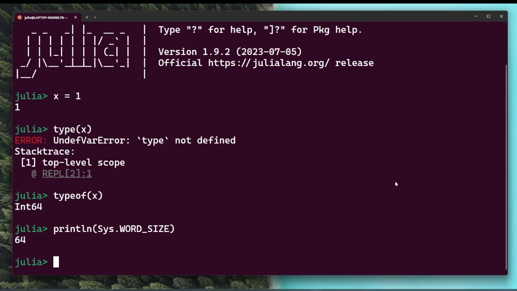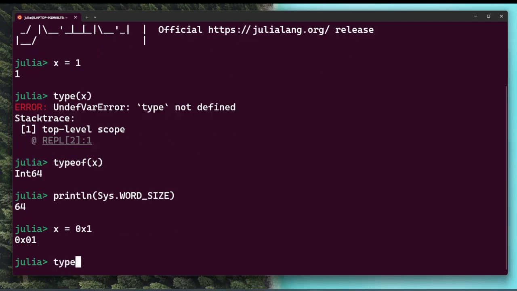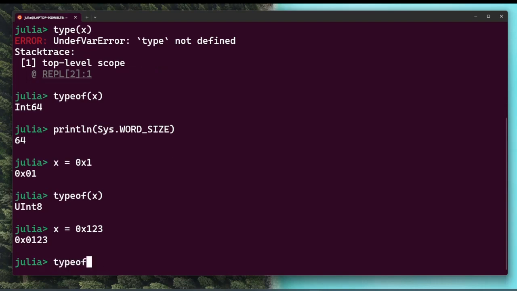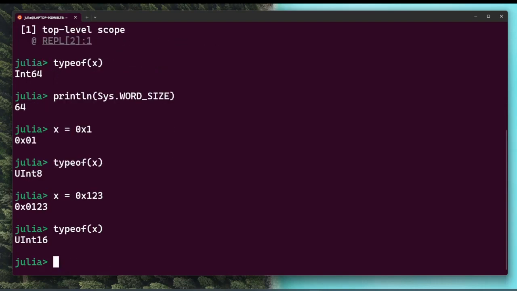Now there are other types like unsigned integers and hexadecimal. If you want to insert a hexadecimal or unsigned integer like 0x1, let us see what it is. You can see it is UInt8. Now if I do x equals 0x0003, it is Int16. This is how Julia automatically determines what kind of type we have. We can also use our own type and determine it.